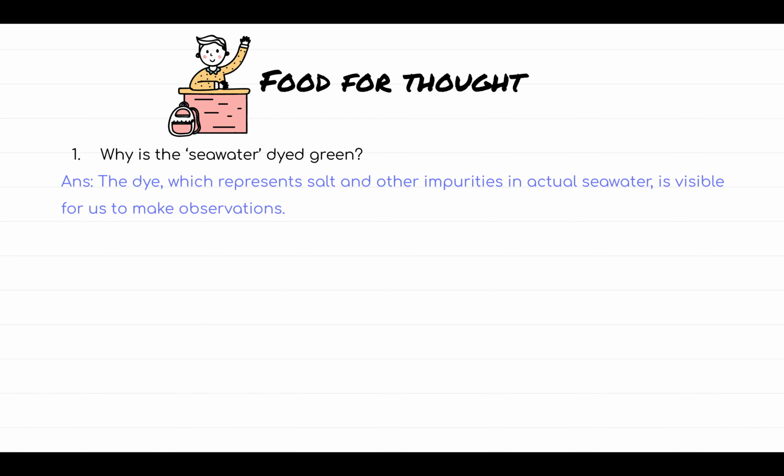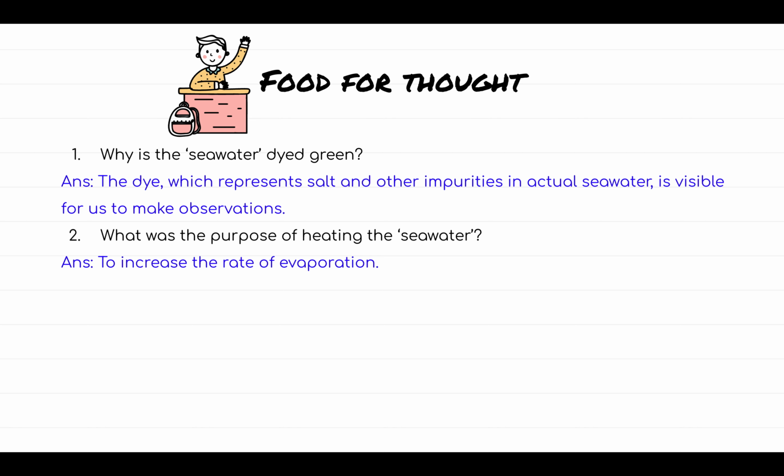Now, some questions to ponder about. First, why is the seawater dyed green? What do you think is present in seawater that makes it unsuitable for drinking? So, the green dye represents salt and other impurities in actual seawater, which is made visible for us to make observations. Second, what was the purpose of heating the seawater prior to the experiment? As you have learned in the last topic on water and changes of states, heat increases the rate of evaporation.